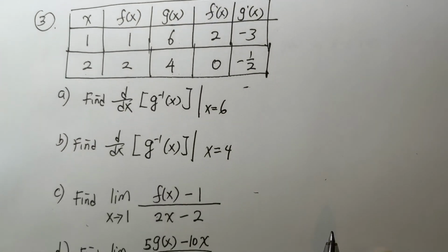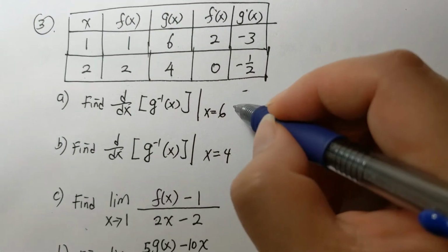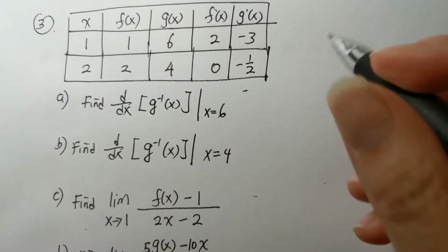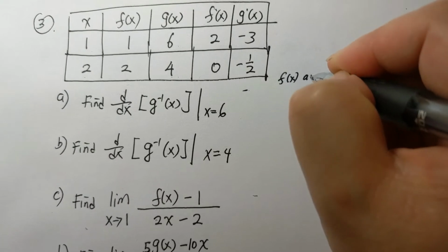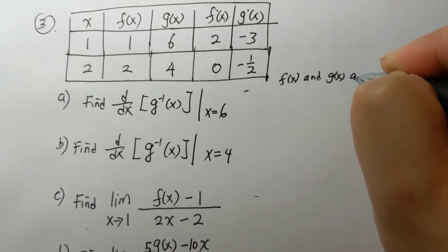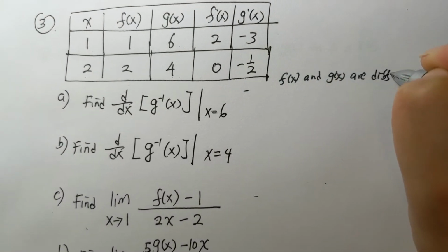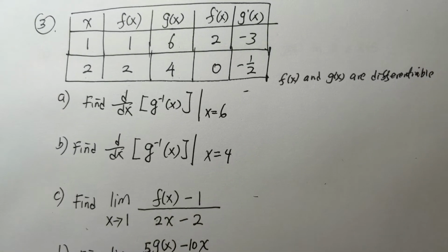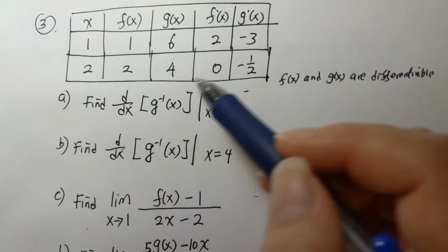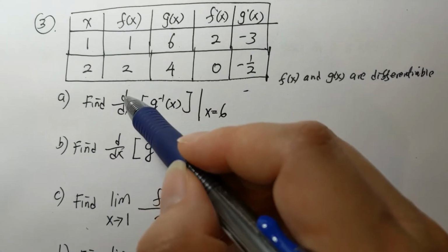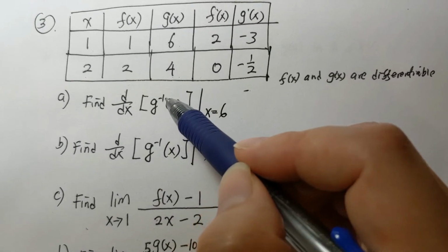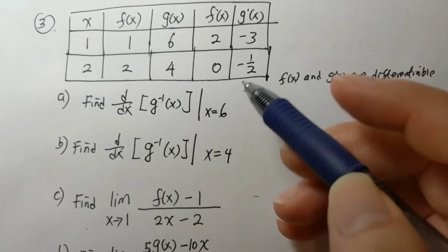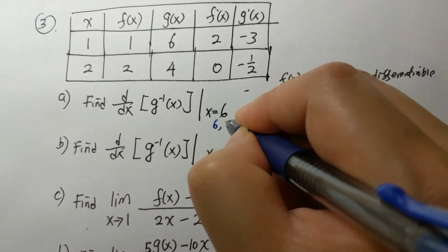Now let's take a look at question number 3. Number 3, part A. So we have a table over here. So we say that f of x and g of x are differentiable. So you have to find part A. So now you have the d dx of g inverse. So you have to find the derivative of the inverse of g at x equal to 6. So you have to say 6 comma what?